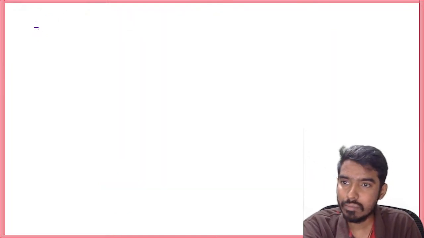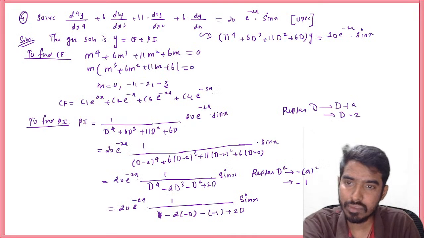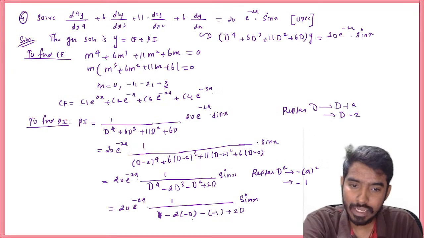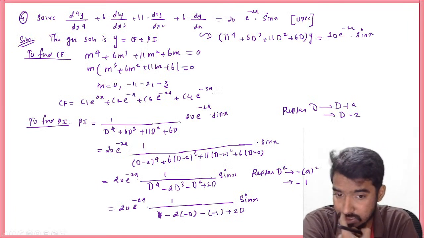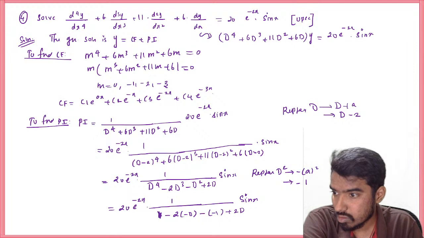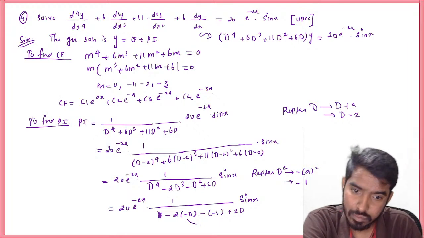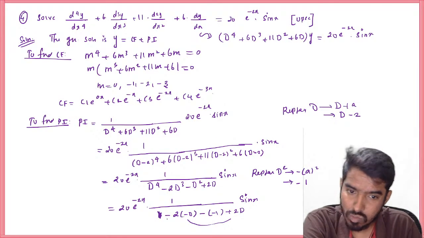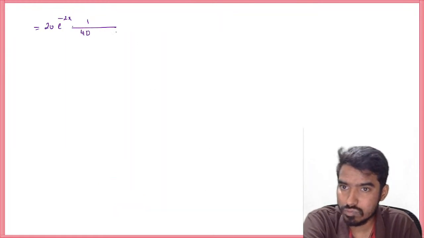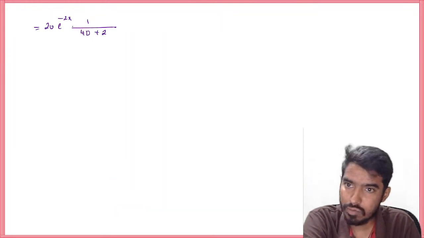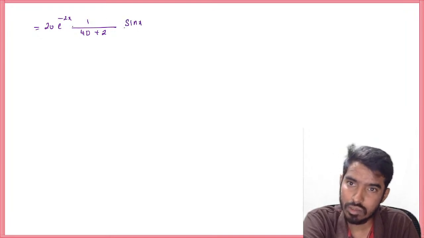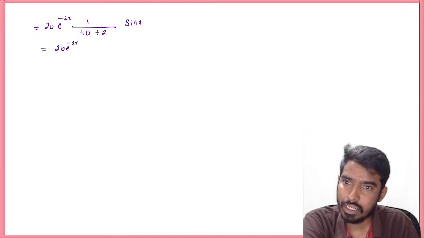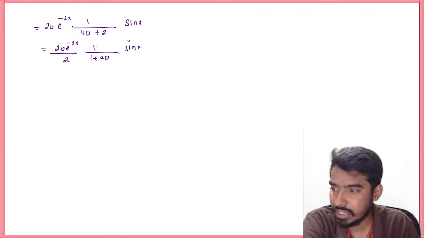So this will be 20 times e power minus 2x, 1 divided by, so minus 2D plus 2D will get cancelled. Yes, this will be 2D plus 2D, right? 2D plus 2D is 4D. And here we will have 1 plus 1 is 2. So we will have 4D plus 2 sin x. We can take this 2 outside. So 20 e power minus 2x by 2. This will be 1 plus 2D sin x. Right? 1 plus 2D sin x or 2D plus 1 sin x, whatever you can do.